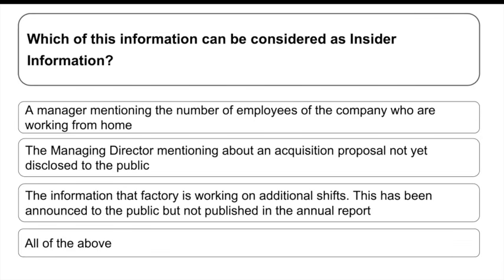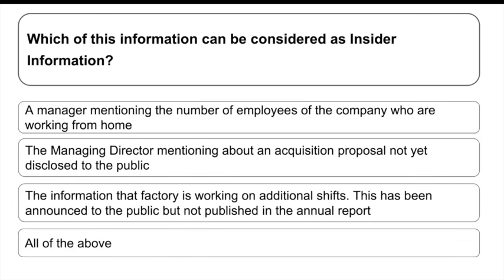Let us look at the options. A, a manager mentioning the number of employees of the company who are working from home. B, the managing director mentioning the acquisition proposal not yet disclosed to the public. C, the information that the factory is working on an additional shift. This has been announced to the public but not published in the annual report. D, all of the above.